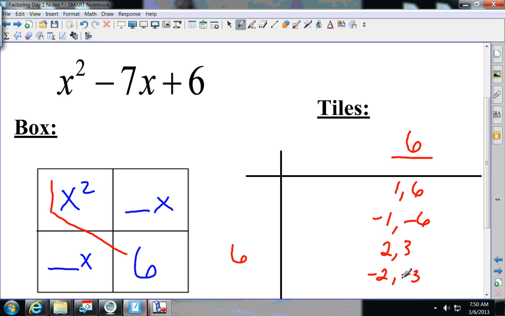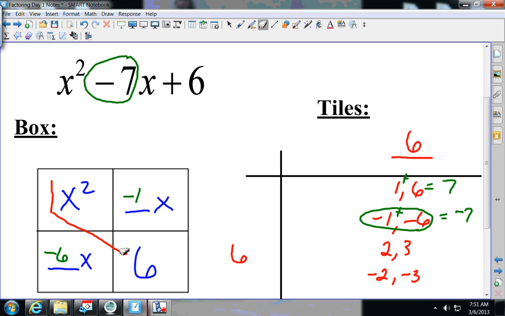What do my factors have to add up together to be? Make sure it's -7, right? If I add these together, I get +7. Add these together, this will be -7. This is what I need right here. -1 and -6.